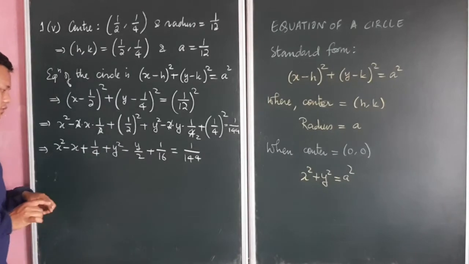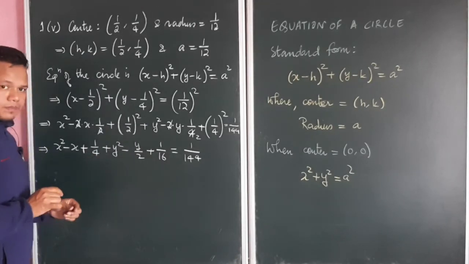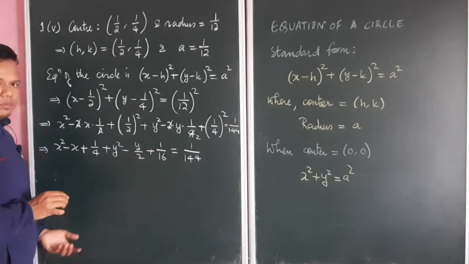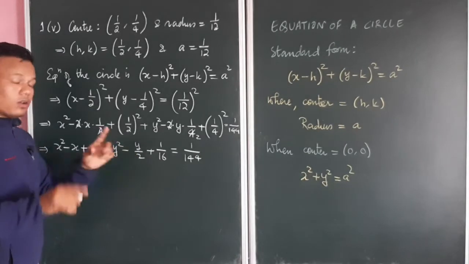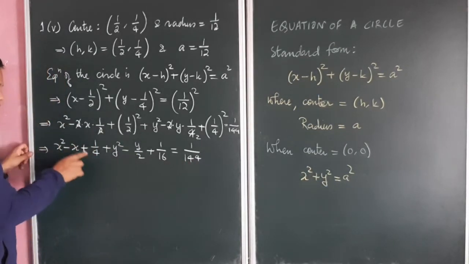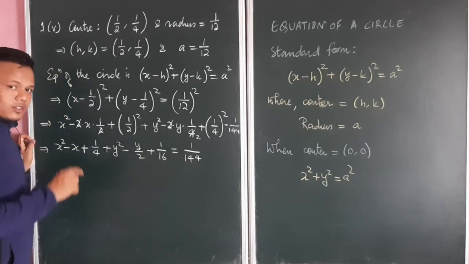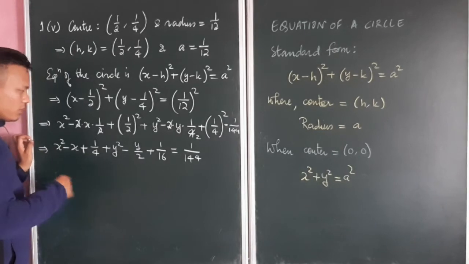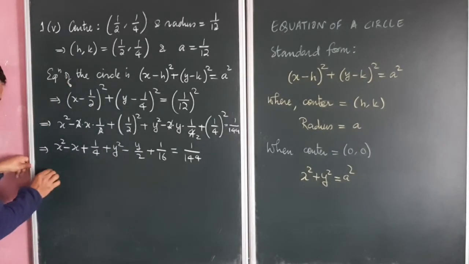In order to get rid of fractions, find the LCM of all the denominators and multiply both sides by that number. If you find the LCM of 4, 2, 16 and 144, your answer will be 144 itself. So multiplying both sides by 144, let's see what we get.